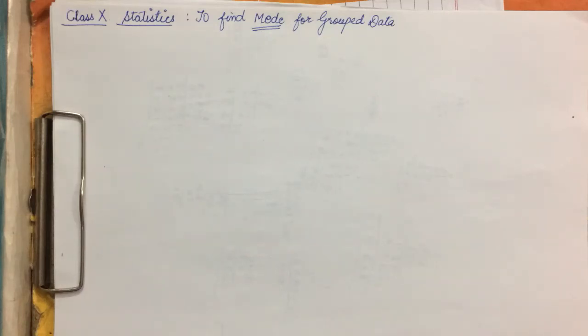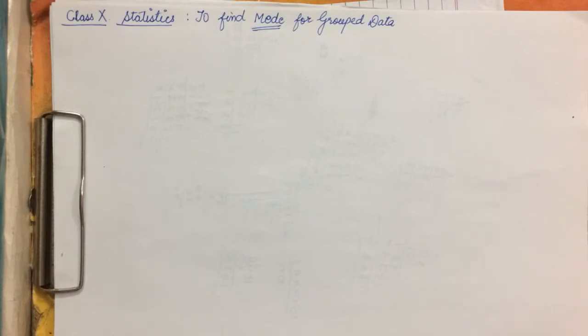Welcome back, class 10th. Continuing with the chapter statistics, today we shall learn how to find out the mode for grouped data. Mode means the value among the observations which occurs most often, or you could say the observation which has the maximum frequency.